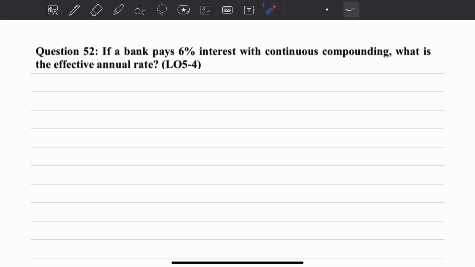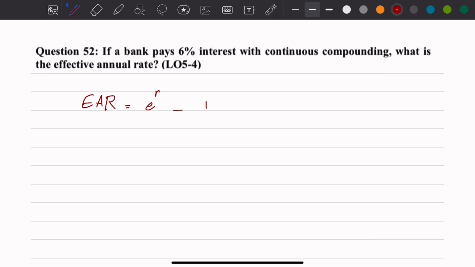In this video we're going to be looking at problem number 52, and it says if a bank pays 6% interest with continuous compounding, what is the effective annual rate? Okay, now we've learned in our lecture the formula for calculating the effective annual rate for continuous compounding, which is EAR equals Euler's constant e to the power of r, minus 1.